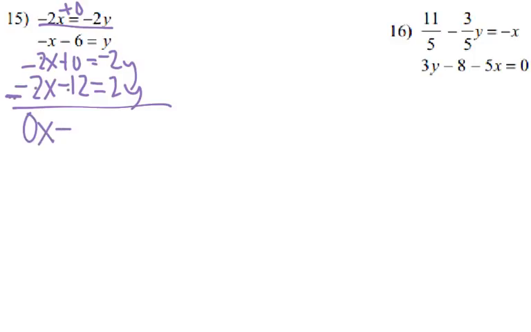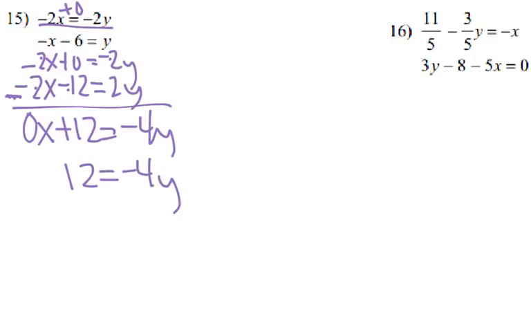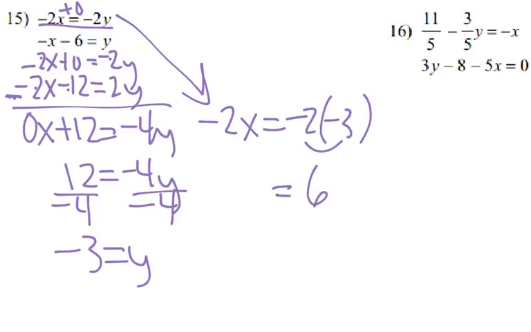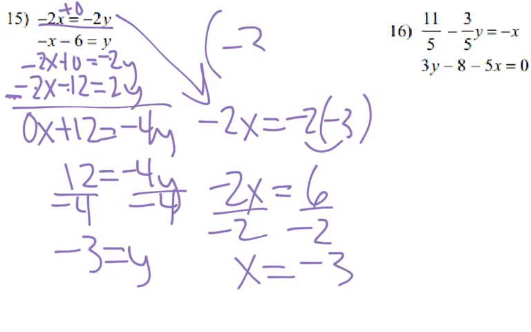Now if we subtract here, negative 2x minus negative 2x is 0x. 0 minus negative 12, positive 12. Negative 2 minus 2 is negative 4y. Those ones didn't eliminate. So you've got to be careful. You may always want to do this to double check. Divide by negative 4, and we get negative 3 equals y. Pick one of these. I'll take the top one. Negative 2x equals negative 2 times negative 3. That gives me 6. Negative 2x equals 6. Divide by negative 2. And x equals negative 3. So our answer, negative 3, negative 3.